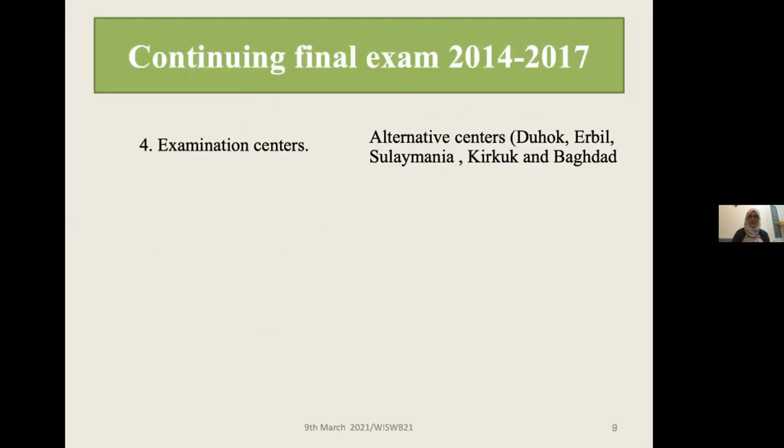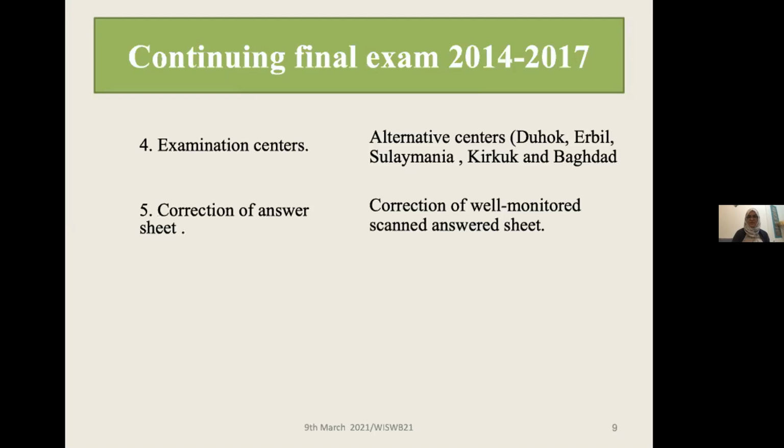For the examination centers, it was limited again, no place for the university, but it was a good time that we were highly welcomed by the University of Duhok, Erbil, and Suleimaniye. So we always had alternative centers: Duhok, Erbil, Suleimaniye, Kirkuk, and Baghdad. For the correction of answer sheets, again, it was a big challenge at that time, and we tried to correct well-monitored, scanned answer sheets. There was no salary for the first 3 months, so mostly they struggled with an economic crisis also.